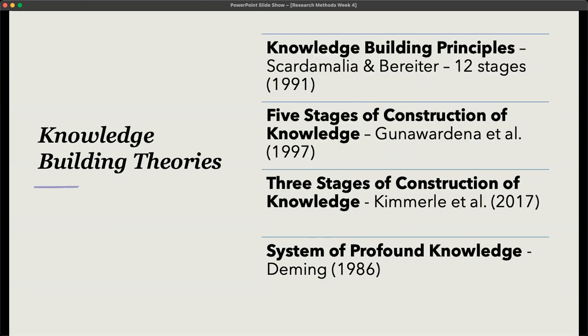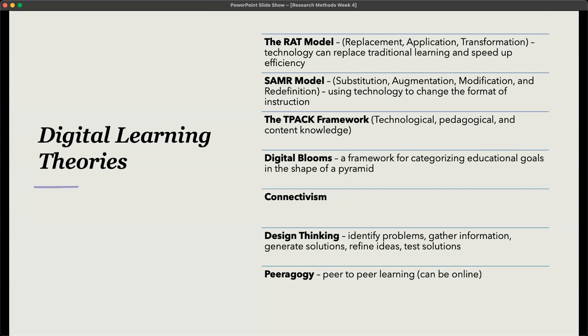But of course, we've got more. There are knowledge building theories. So the knowledge building principles by Scardamalia and Bereiter, the 5 stages of construction of knowledge, the 3 stages of construction of knowledge, and the system of profound knowledge. So these are all related. And digital learning theories, we've got the RAT model. Technology can replace traditional learning and speed up efficiency. The SAMR model, using technology can change the format of instruction. The TPACK framework. The digital Bloom's, a framework for categorizing educational goals in the shape of a pyramid.